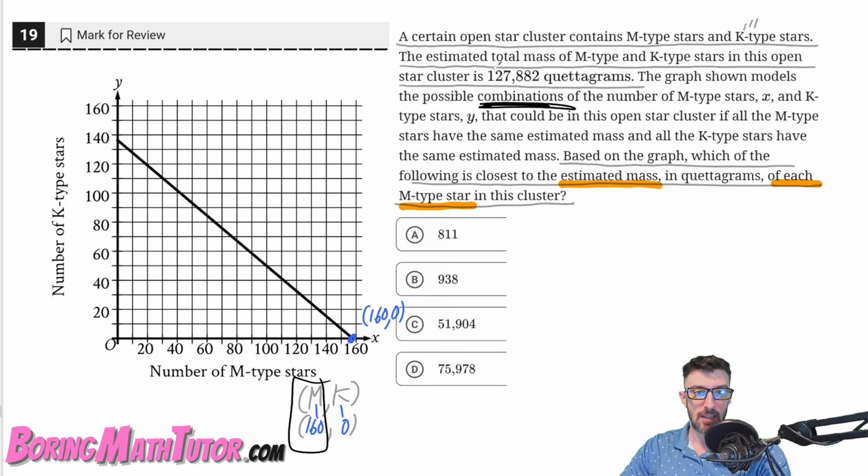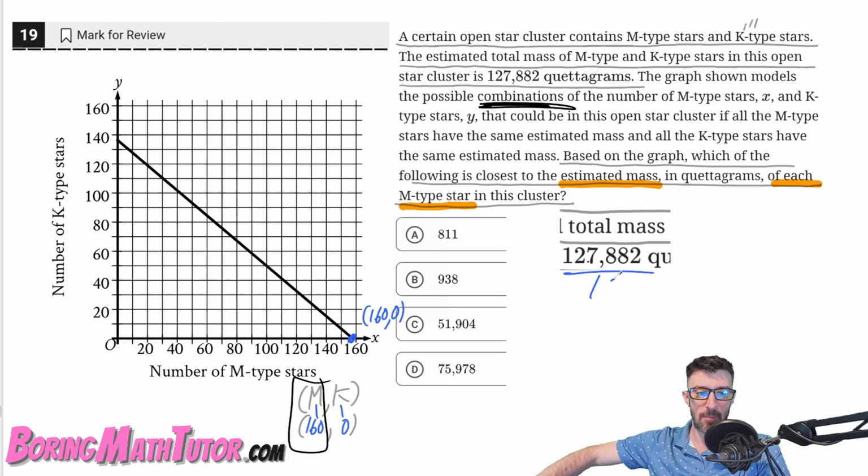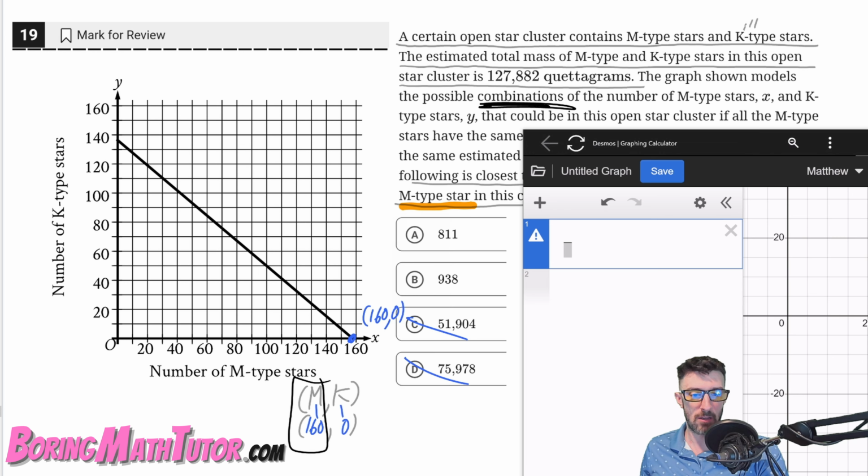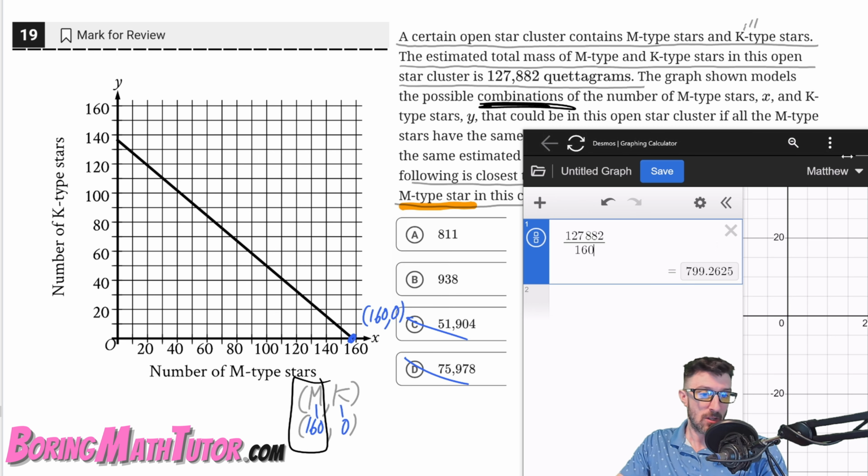So that means in that case, that would be the particular combination where you're only dealing with M-type stars. So that would take up the total mass. So if the total mass is 127, we just want to divide that by 160 to figure out what each one is. And it's clearly not going to come out to either one of these, but if you type it in, you will get about 800. So yeah, we're going with A then.